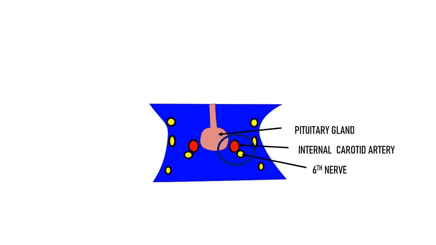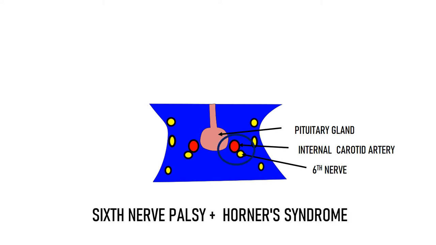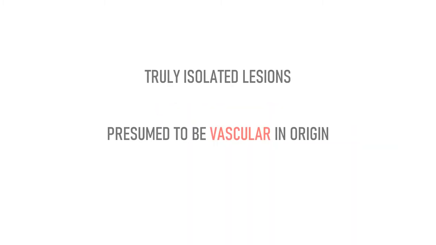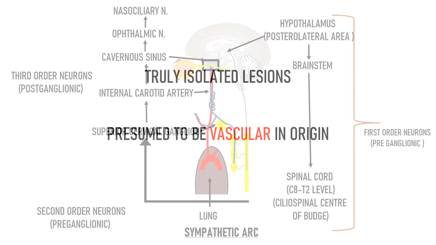So the patient can present with a sixth nerve palsy with Horner syndrome. This is known as Parkinson's sign. If we see an adult patient with a truly isolated lesion, which means that there is no involvement of either the cranial nerves and there is no localizing sign or symptom, these cases are presumed to be vascular in origin. However, we always get these patients investigated for apical tumors or carotid artery dissection just to be sure.